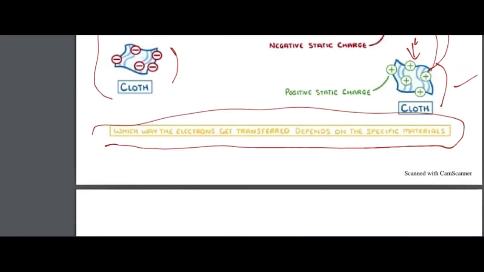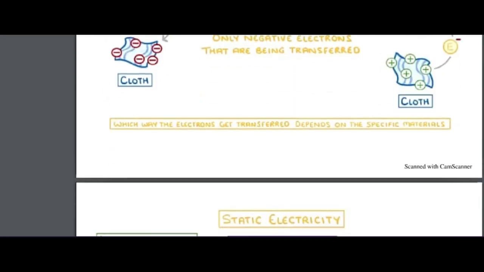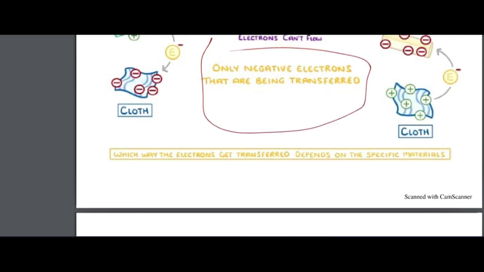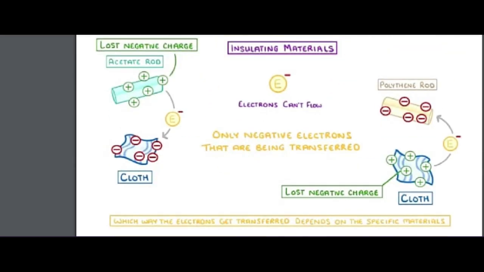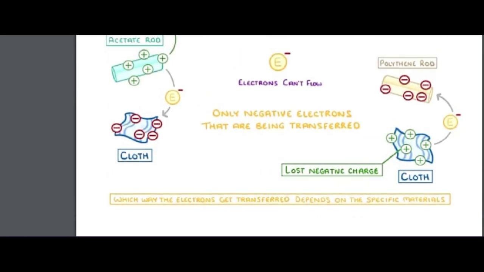Okay, then next we have the same thing. Only negative electrons are being transferred. Now the electrons from this cloth will go here, and the cloth has lost negative charge, and it is coming here.